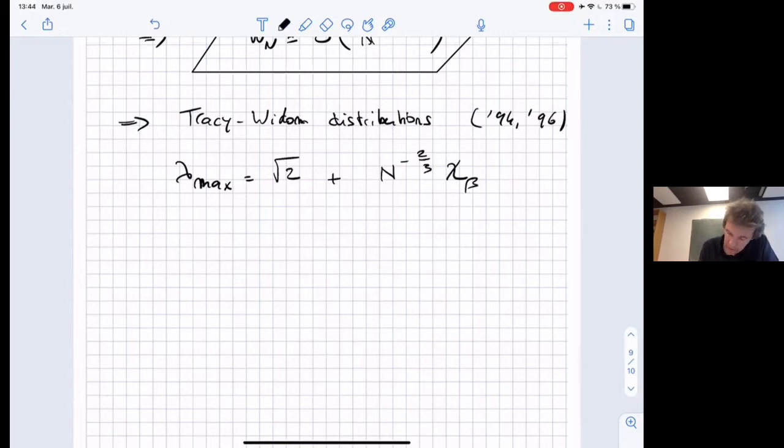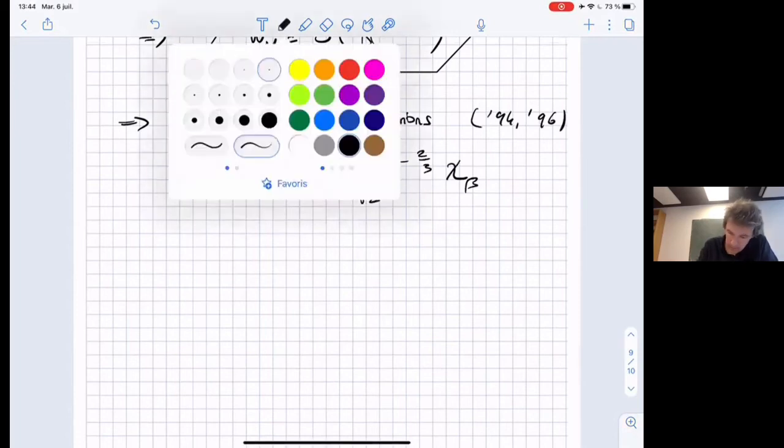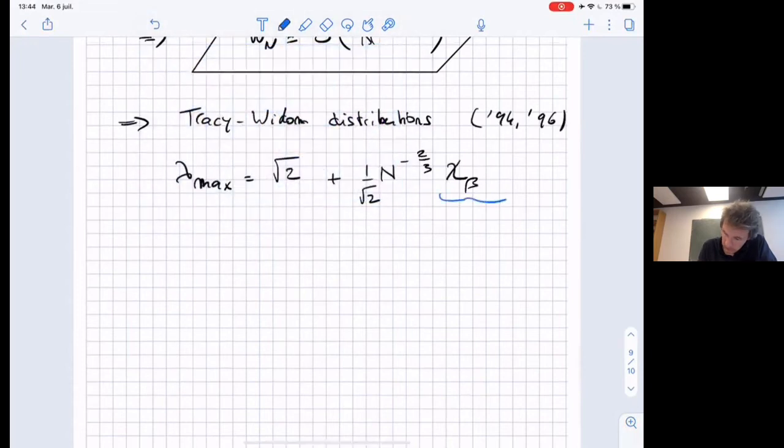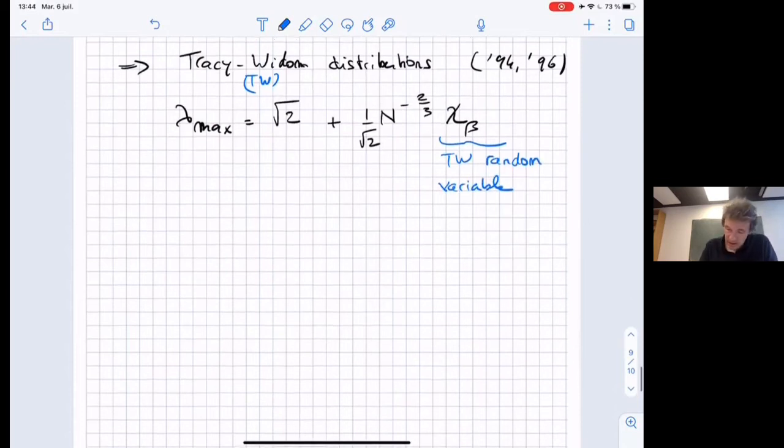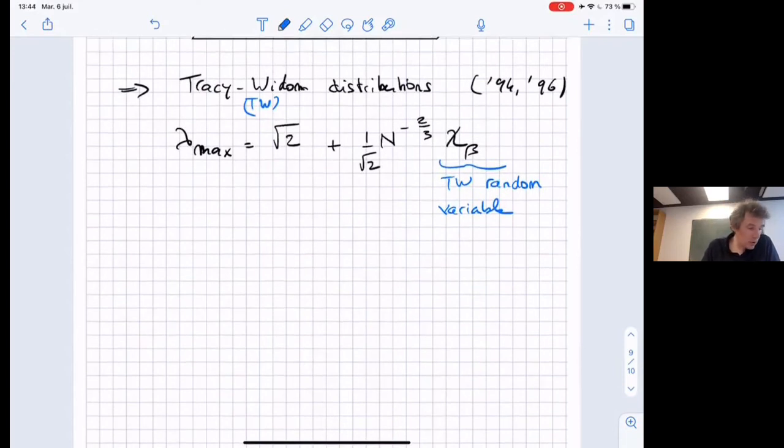And the way it's usually defined is that we usually put a 1 over square root of 2 here. So this is a random variable, and this is a Tracy-Widom. I will just call it TW, if you don't mind. This is a TW random variable. And Tracy and Widom, in fact, were able to compute the distribution of this random variable explicitly, first as a Fredholm determinant, and then in terms of Painlevé function.